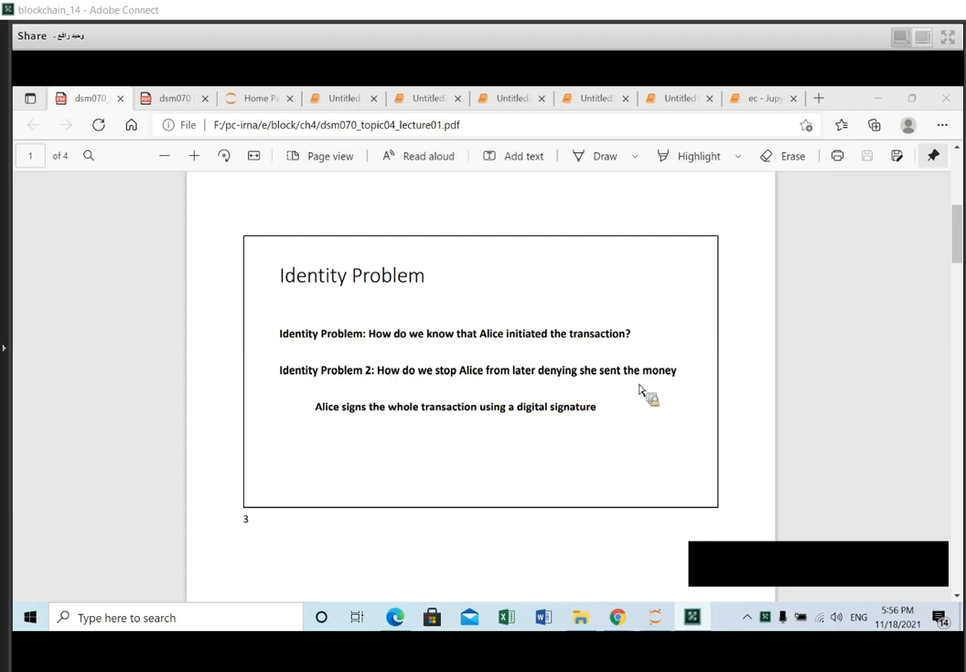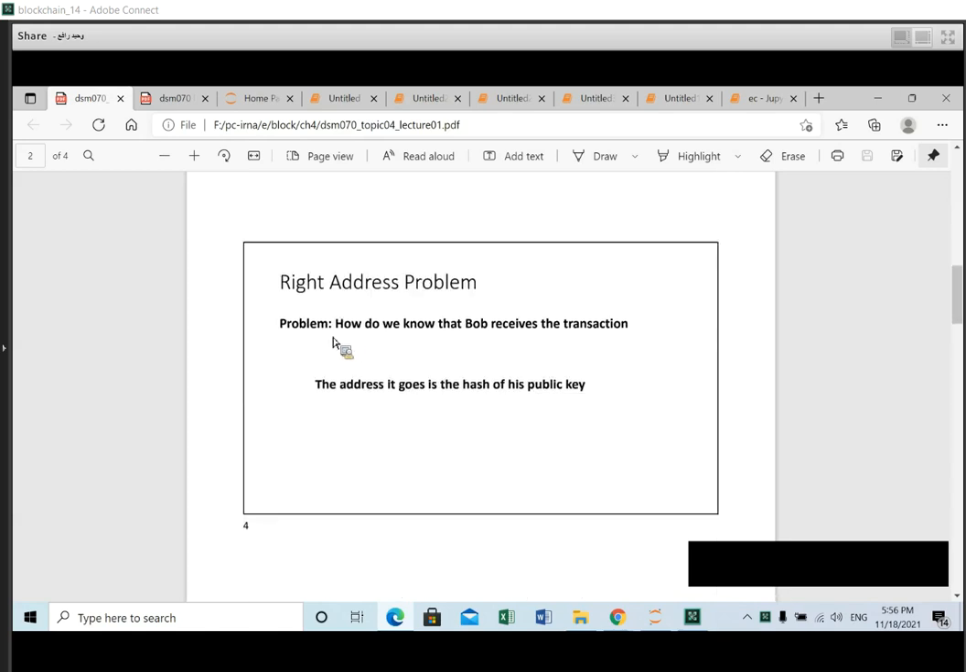Identity problem. How do we know that Alice initiated the transaction? Using its signature, okay? How do we stop Alice from later denying she sent the money? Again, from the signature. This is the answer. Alice signs the whole transaction using a digital signature, as I showed you, okay?